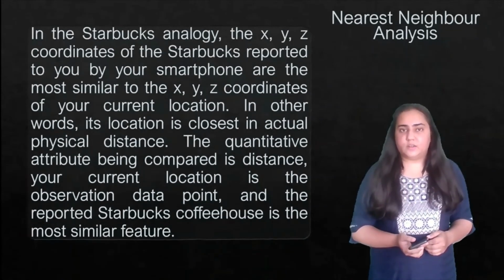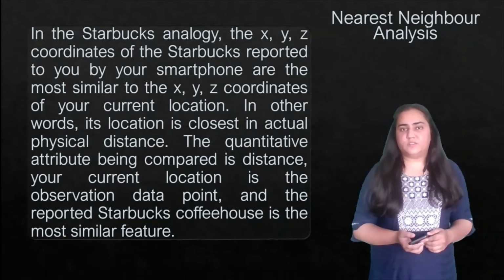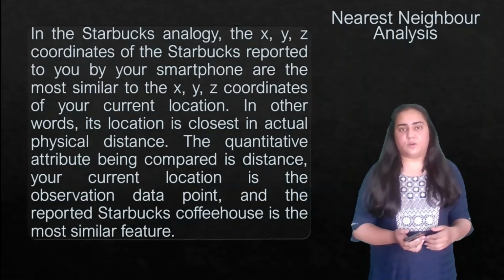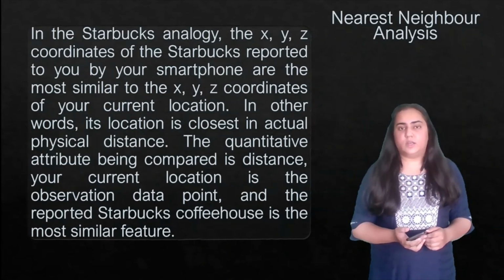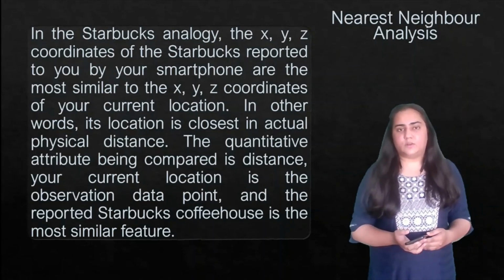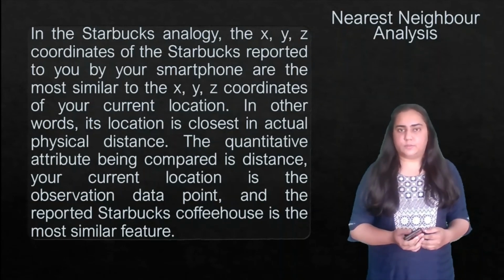In the Starbucks analogy, the XYZ coordinates of the Starbucks reported to you by your smartphone are the most similar to the XYZ coordinates of your current location. In other words, its location is closest in actual physical distance. The quantitative attribute being compared here is distance. Your current location is the observation data point, and the reported Starbucks coffee house is the most similar feature.